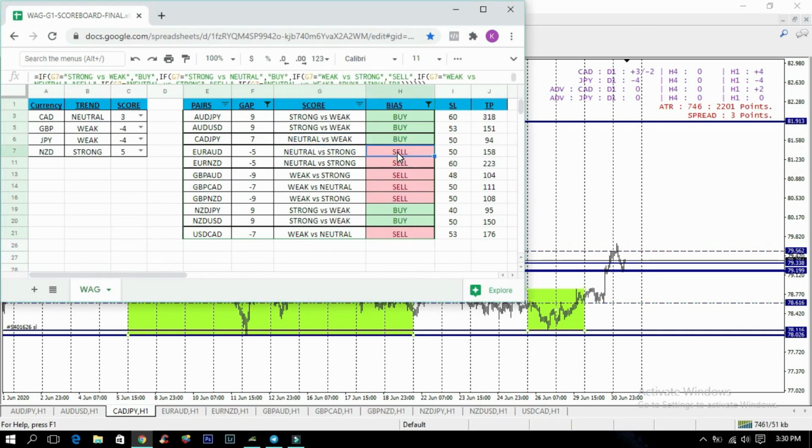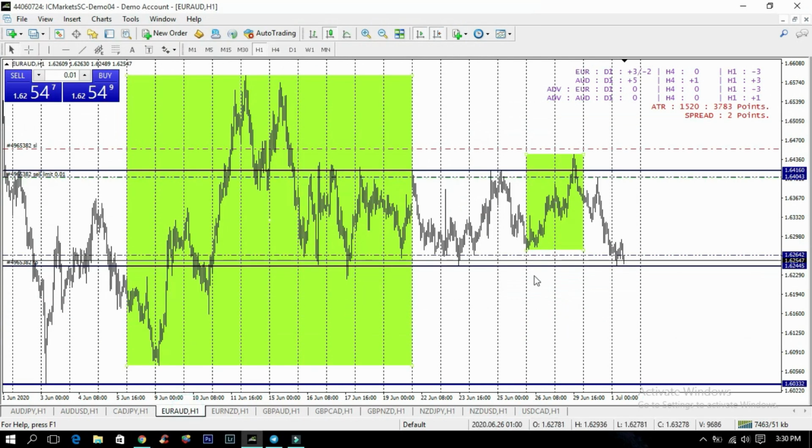Next is Euro AUD with a sell bias. Okay, set natin dito yung sell limit. Mag-set tayo ng sell limit. And then, SL is around 50 pips din. And then, yung TP is 158 pips.